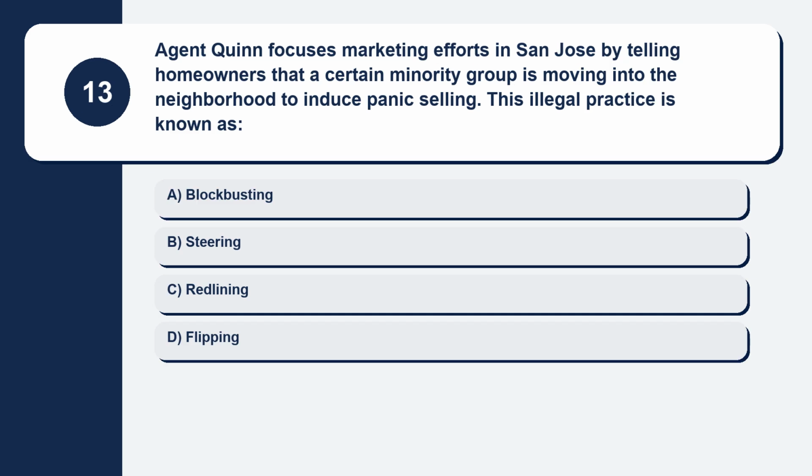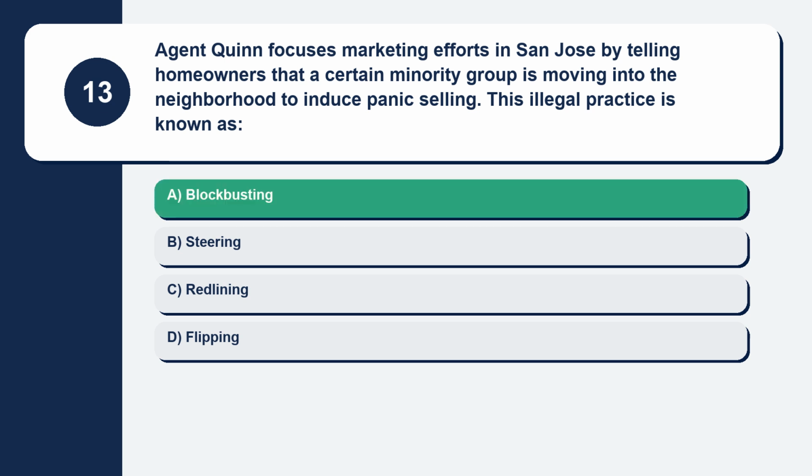Question 13. Agent Quinn focuses marketing efforts in San Jose by telling homeowners that a certain minority group is moving into the neighborhood to induce panic selling. This illegal practice is known as. Here are your options. Option A, blockbusting. Option B, steering. Option C, redlining. Option D, flipping. The correct answer is option A, blockbusting.